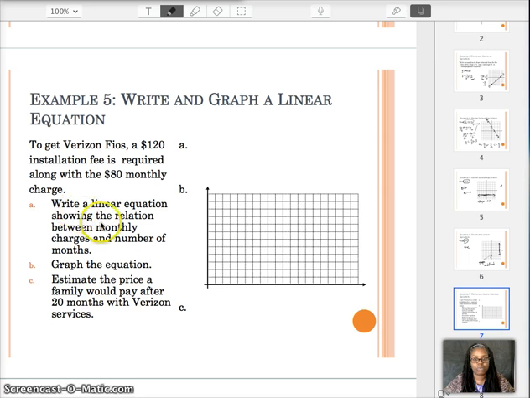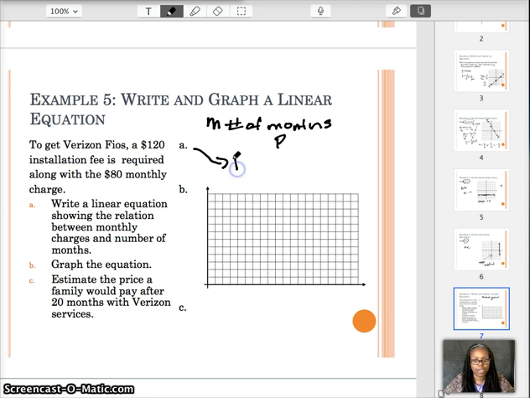So the first part is we're going to write an equation showing, if we had gotten Verizon Fios, which we didn't, the relationship between the monthly charges and the number of months. So if I think about it, we need to define some variables. So if I use M as the number of months and my monthly charges as, I don't know, let's use P. So the price depends on the number of months.